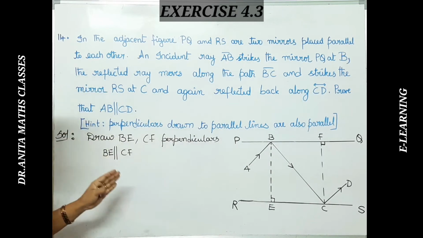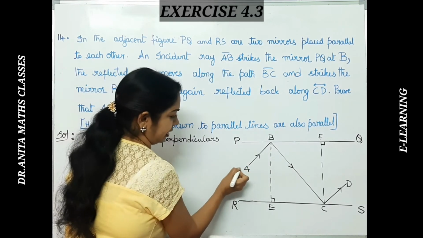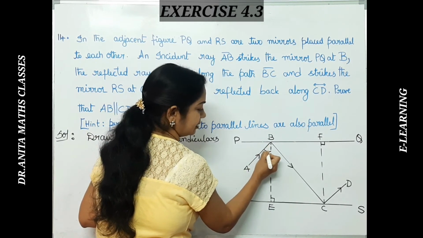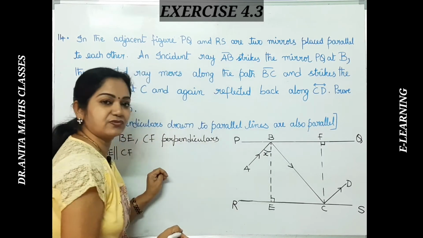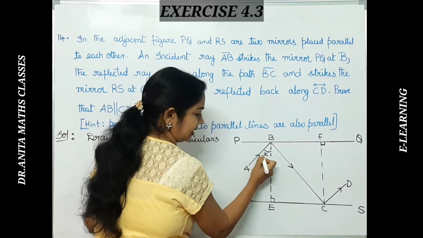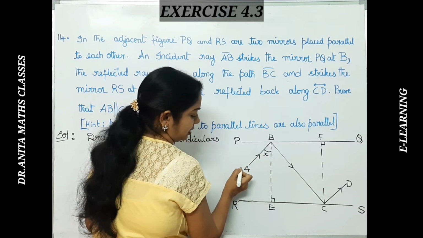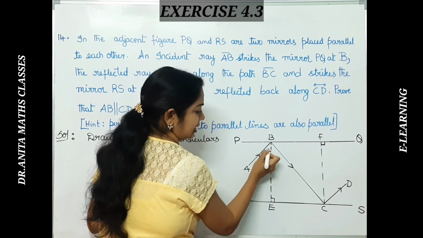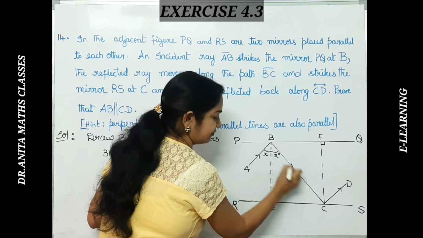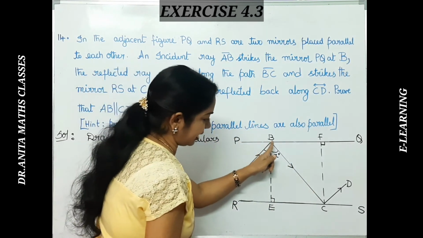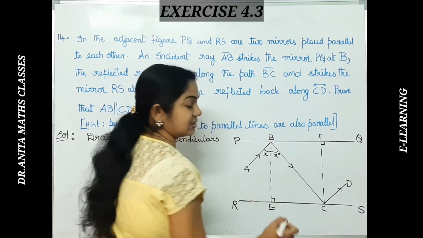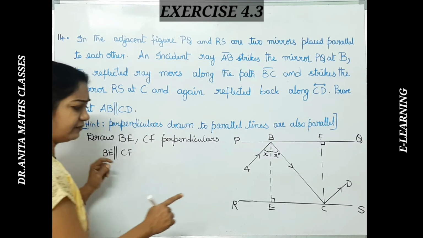We have to prove this. Now, starting with the ray, the light ray AB is the incident ray. The incident ray forms an angle, let me suppose x degrees, with the normal BE. Normal means the perpendicular. This angle is called the incident angle. It is equal to the angle here, the reflected angle made by the reflected ray BC. These will be equal because they are formed with the same normal.